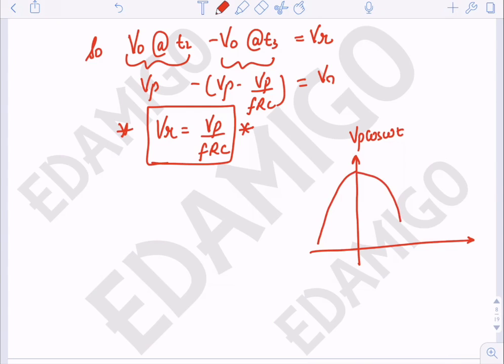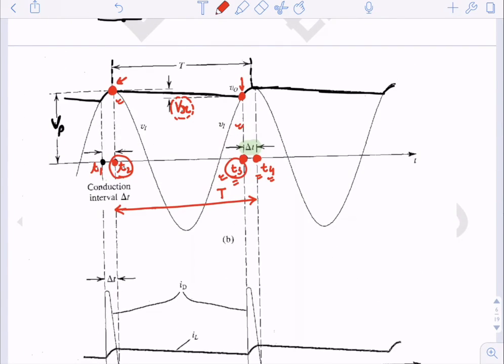So this is the sine cos curve. This is time instant t4, this is time instant t3, this is Vp volts. Here at time instant t3, the value of the input, we know that it is equal to Vp minus Vr. Now let us see that at time instant t3, the input volt and the output volt are the same, and at this time instant we know that the output volt is Vp minus Vr.